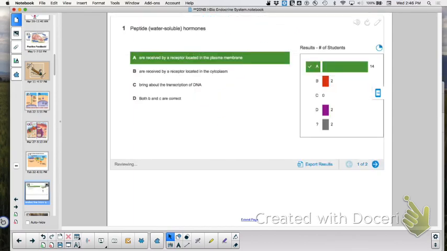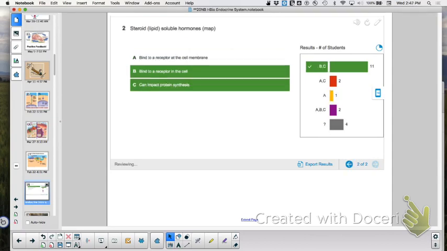So peptide water-soluble hormones are received by a receptor located in the plasma membrane itself, not one inside the cytoplasm, right? Who does that? If you're a steroid hormone, you can go in and be received inside. Otherwise, you've got to stay outside. You don't get to come in. So both B and C cannot be correct on that one. Number 2, steroid hormones bind to receptor inside the cell, and they do impact protein synthesis. Any questions or concerns on that one?